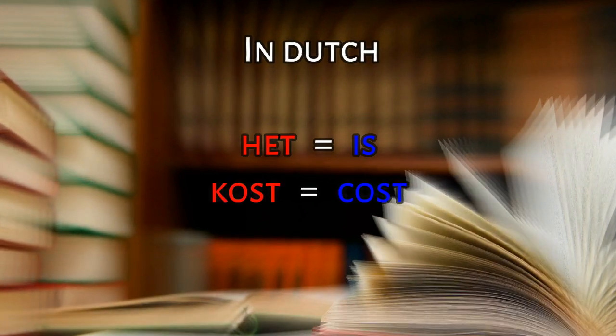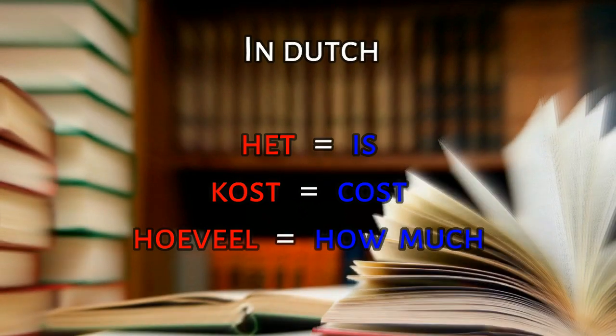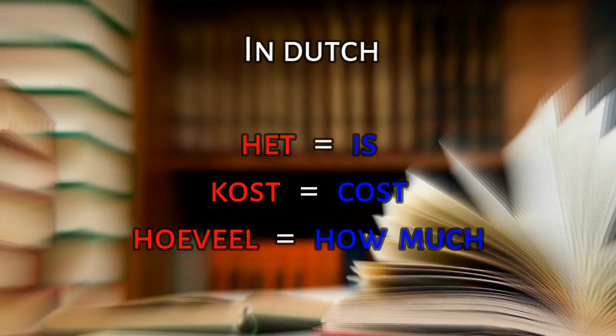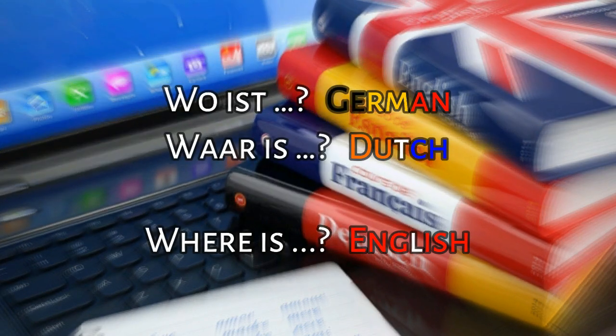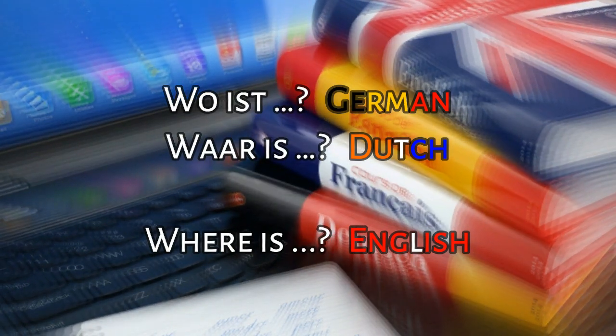In Dutch, Het, which we also saw in lesson 1, means is. Kost logically means cost, so Hoeveel we can guess means how much. So how much does it cost would be Hoeveel kost het? Can you see how similar German and Dutch are to English in this simple phrase that means Where is? Wo ist?